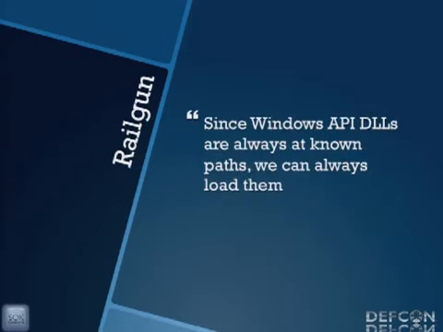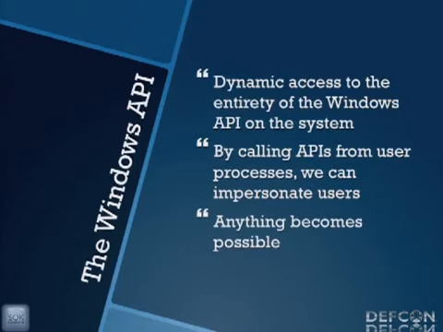Since Windows API DLLs are always at a known location, this means the entire Windows API is ripe for exploitation and use for whatever nefarious purposes that we might have on that system. So Railgun is providing us fully dynamic access to the Windows API. That's all the core functions that any Windows developer would want to use to do anything on that system.